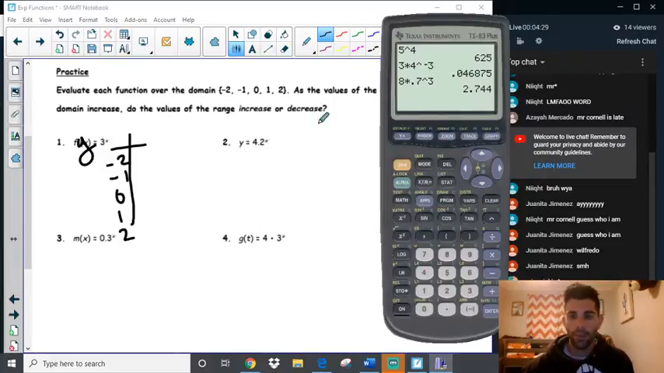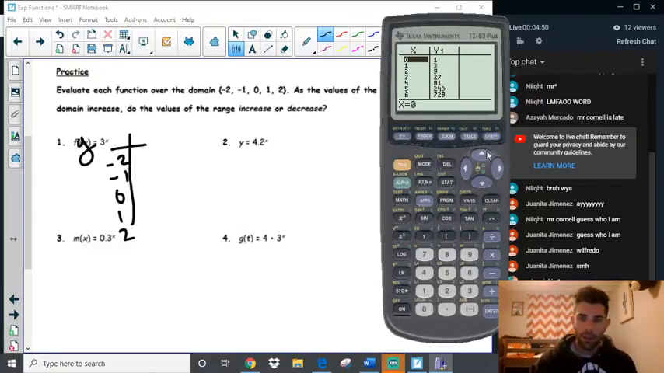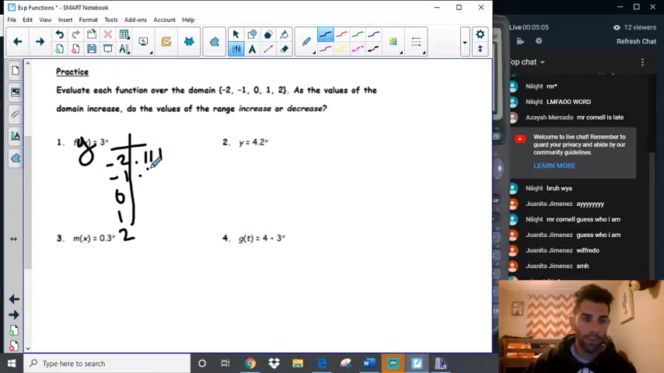So if I go over here, go to the y equals, and put 3 to the x power, and graph. Now we were doing that yesterday, so here's going to be our graph there. If you go to the table, second graph, and then I go up to my negative values, and there are my answers. -2, 0.1111, -1, 0.333, 1, 3, and 9. Okay, so then I could come over here, 0.11111, 0.33333, 1, 3, and 9. Okay, and that's what I would do for each one of these.